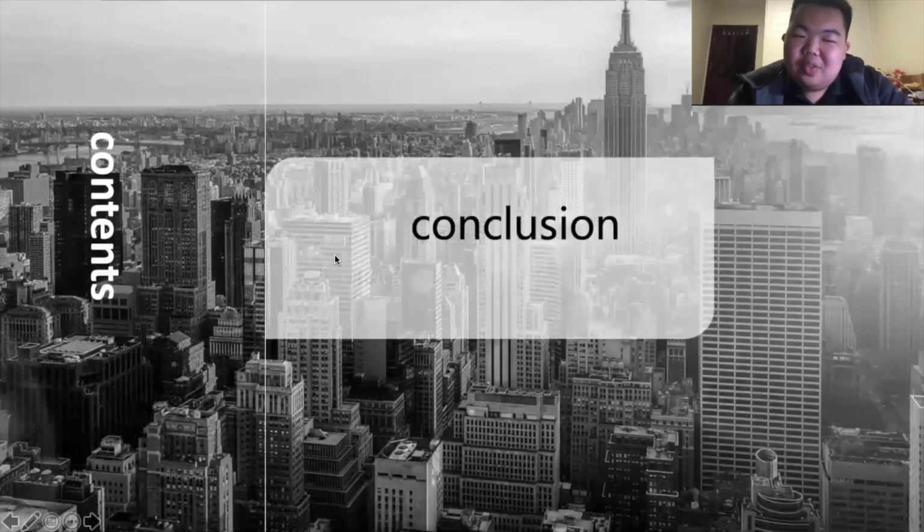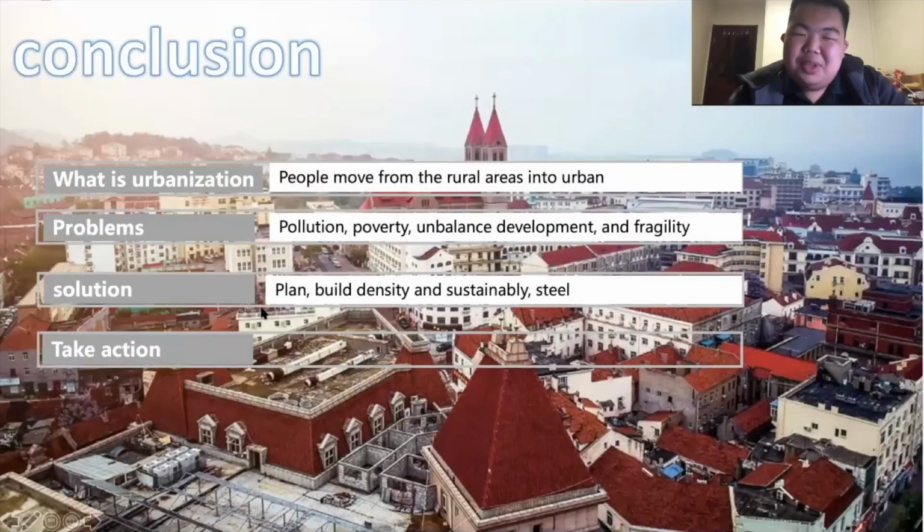Then we will come to the conclusion part. From the presentation, we know what urbanization is, the problems caused by rapid urbanization, and I gave you six aspects of the solution. Let's take action now.